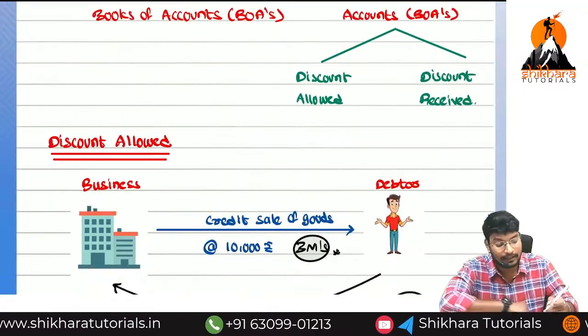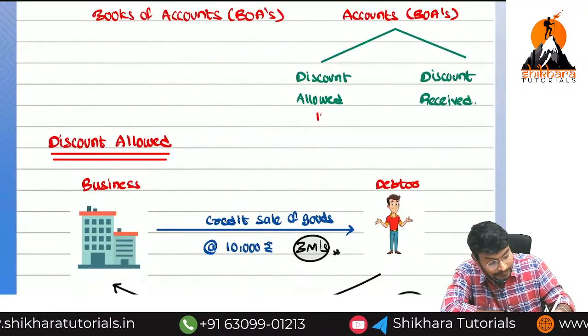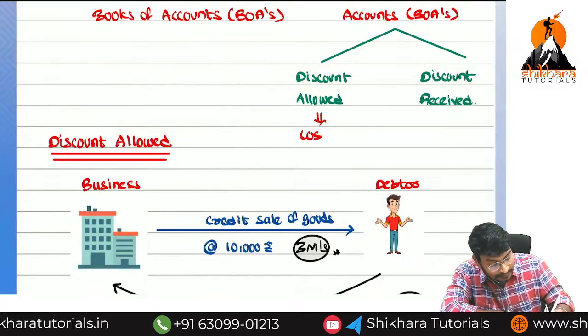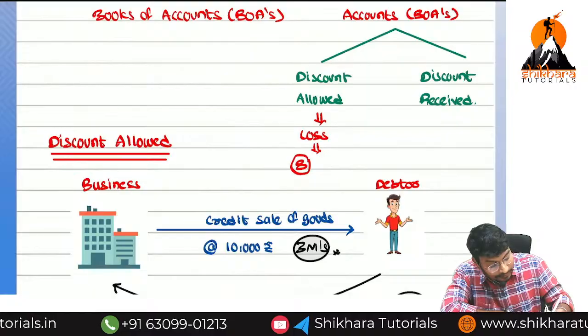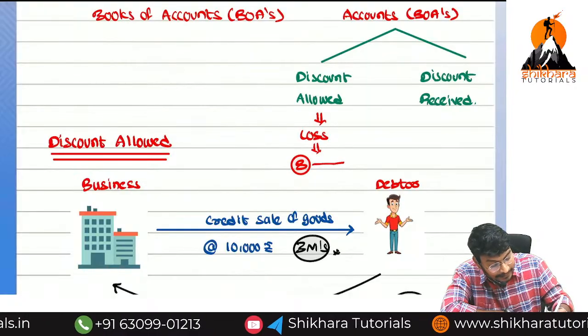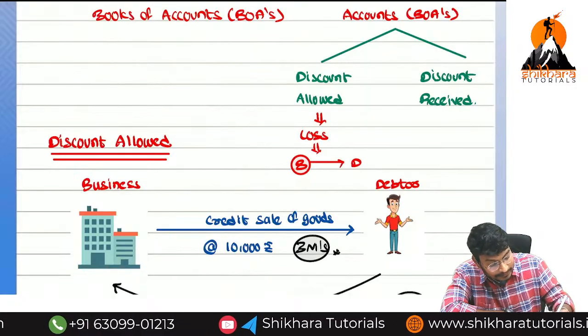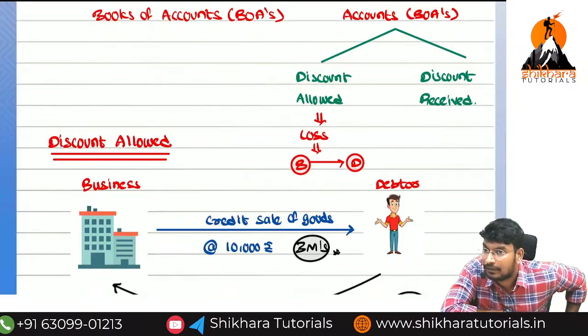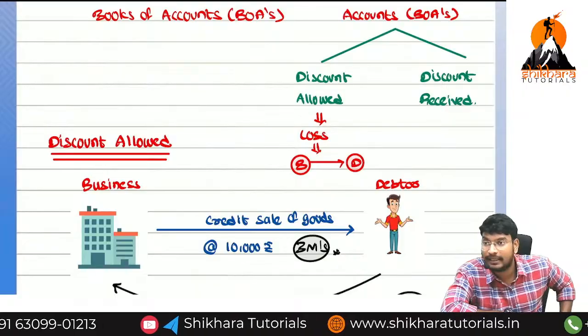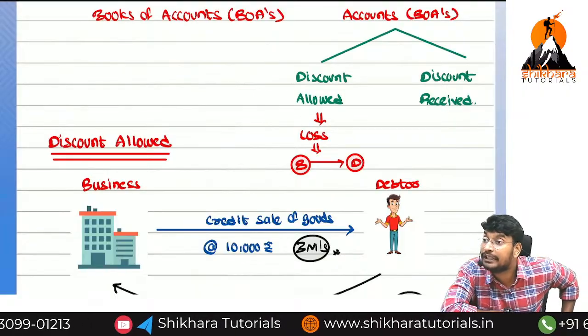So discount allowed means gain or loss? Loss. This discount will be given to whom? Business will be given to the debtor, not the creditor. Are you getting the point? So this is a loss or gain? Loss. We need to record or no need to record?